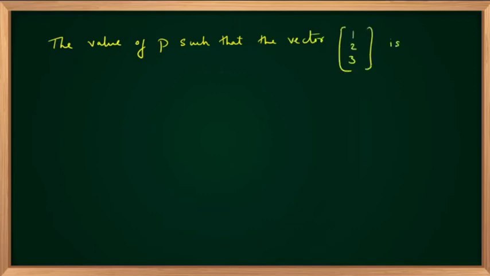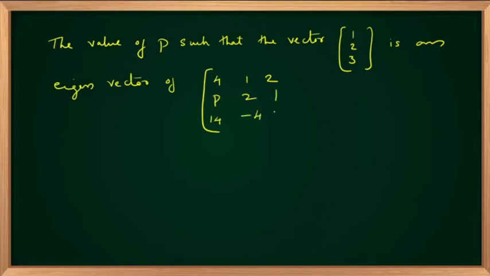Find the value of P such that the vector 1, 2, 3 is an eigenvector of the matrix 4, 1, 2; P, 2, 1; 14, minus 4, 10. So the question is to find the value of P in this particular matrix, so that this vector becomes an eigenvector.